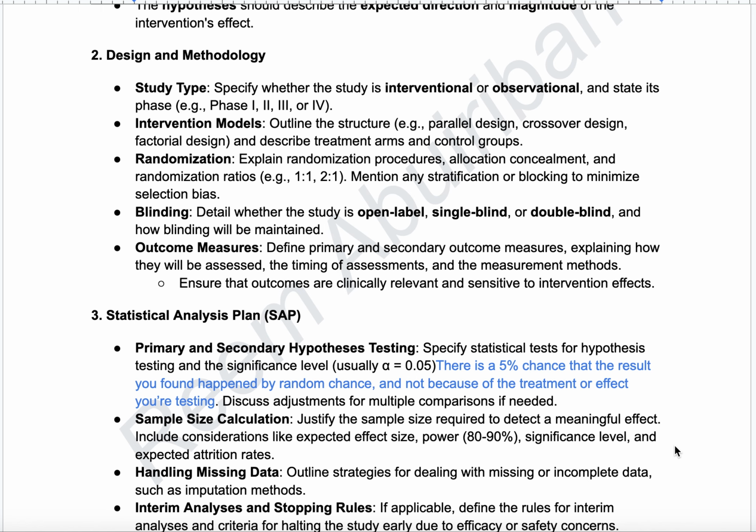Blinding: detail whether the study is open label, single blind, or double blind, and how blinding will be maintained. Outcome measures: define primary and secondary outcome measures, explaining how they will be assessed, the timing of assessment, and the measurement methods. Ensure that the outcomes are clinically relevant and sensitive to the intervention effects.